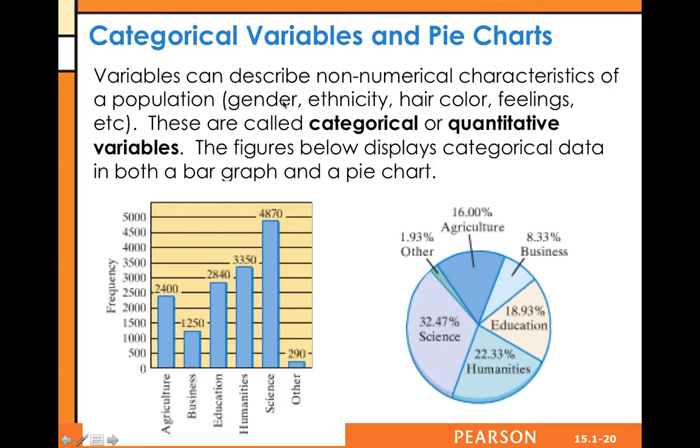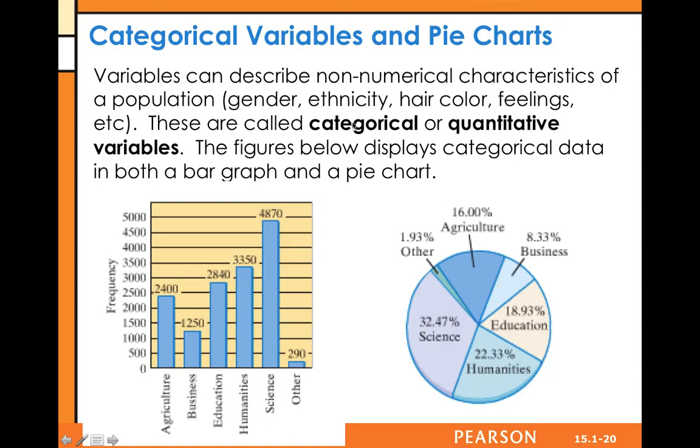Okay, gender is either male or female, right? Ethnicity is, say, white, black, Hispanic, whatever, right? These are all non-numerical things. So these are called categorical or qualitative variables. So categorical simply means non-numeric.